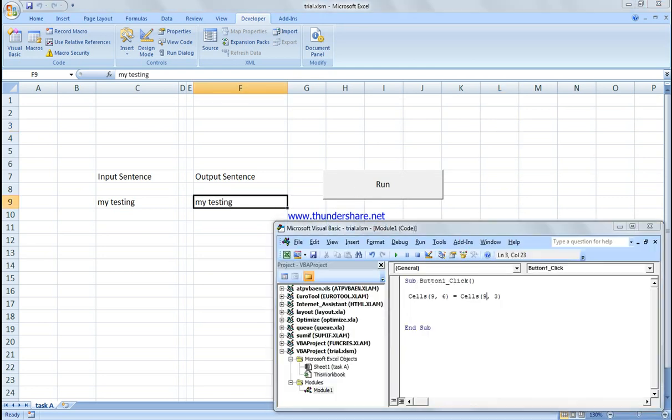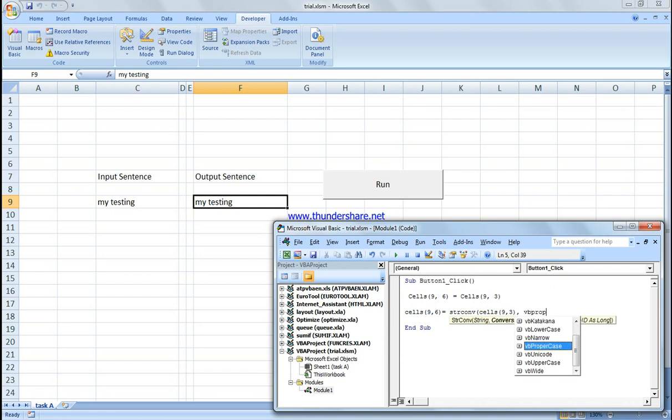9693. Okay, we're going to change this, my testing, to display capital letter. So Cells(96) is equal to StrConv, as a string conversion. Okay, Cells(93).